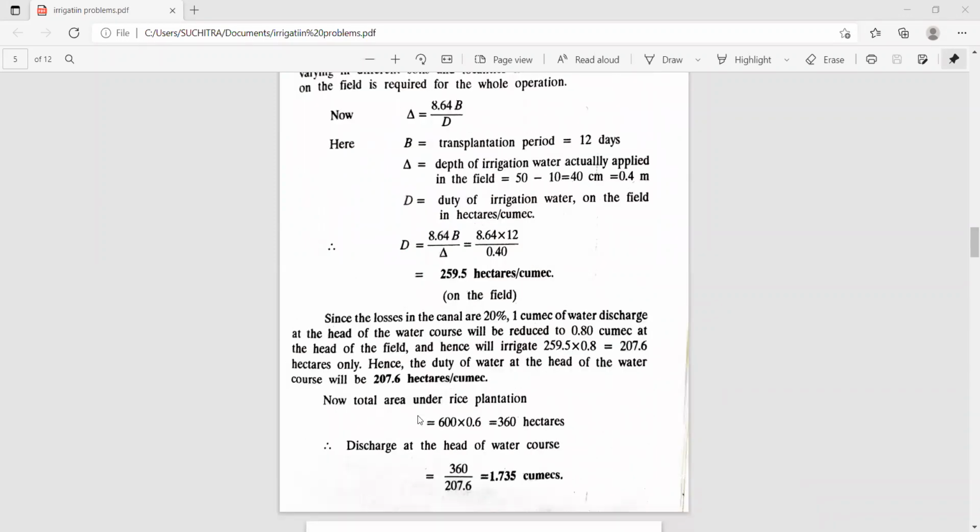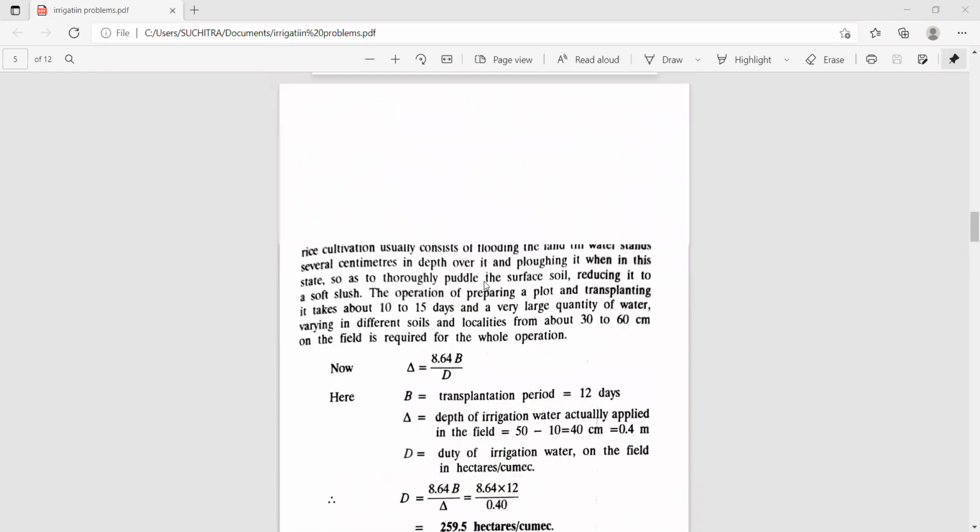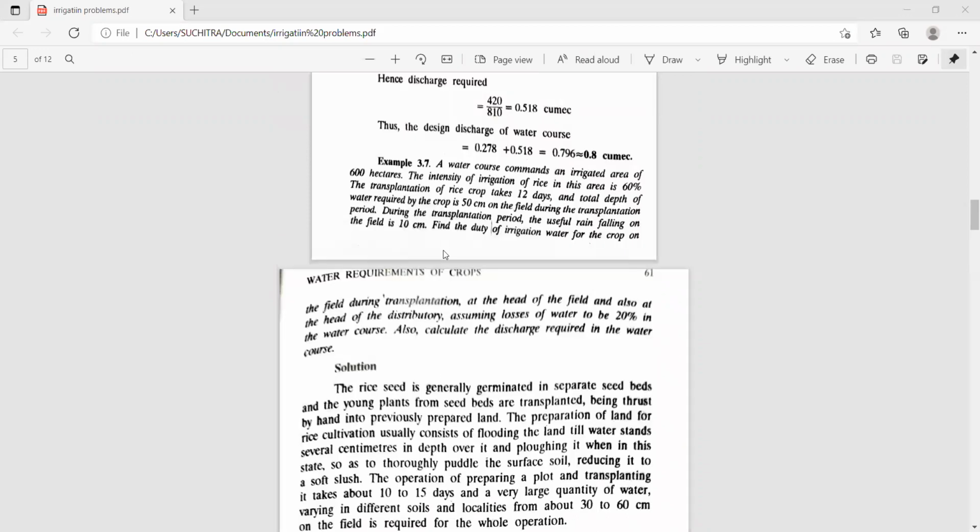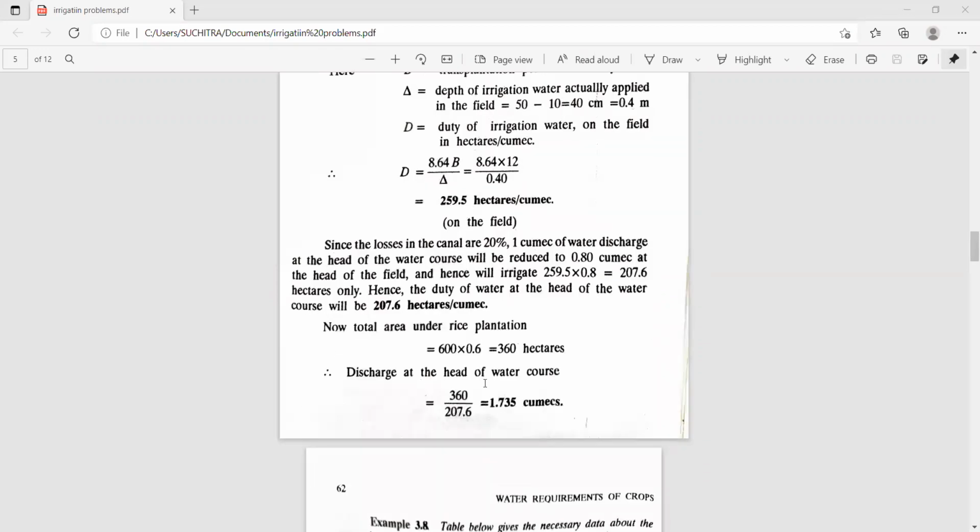Now, the total area under irrigation under rice plantation: the area is given, that is 600 hectares, and the intensity of irrigation is also given, it is 60%. So 60% works out to be 360 hectares, and hence the discharge required at the end of the watercourse will be the area under rice plantation divided by the duty. After considering the conveyance losses, the duty works out to be 207.6. So the discharge required at the end of the watercourse will be 1.735 cumec.